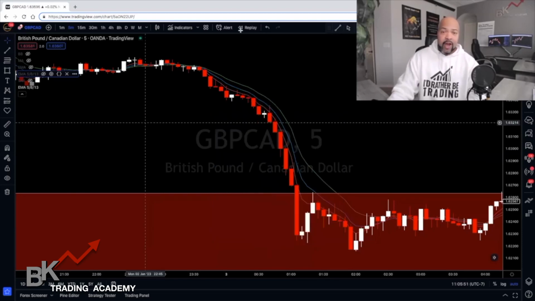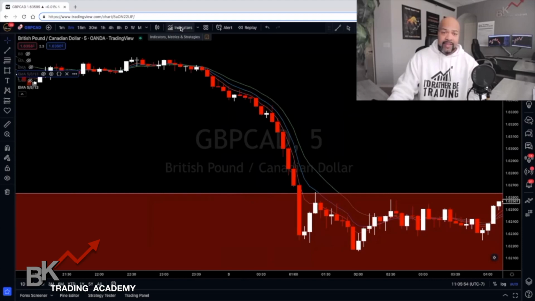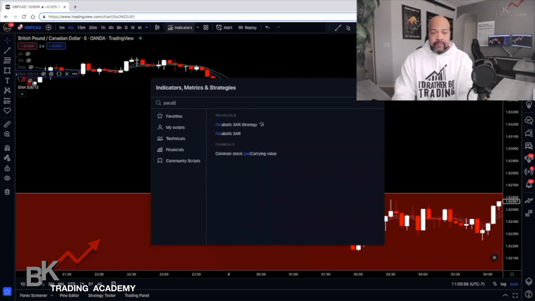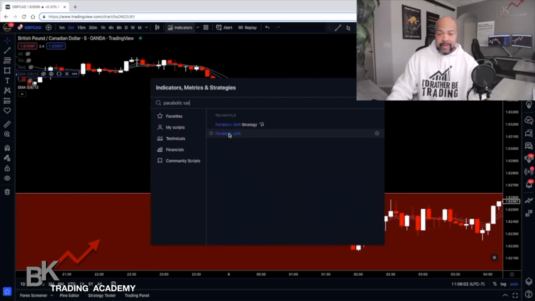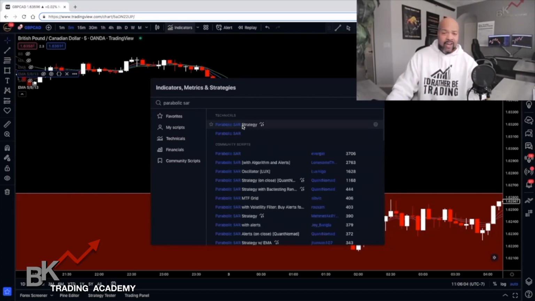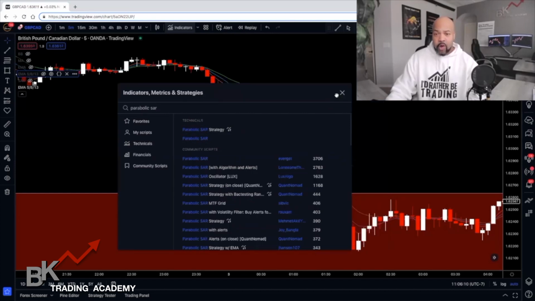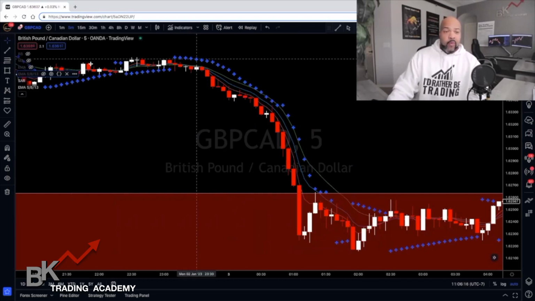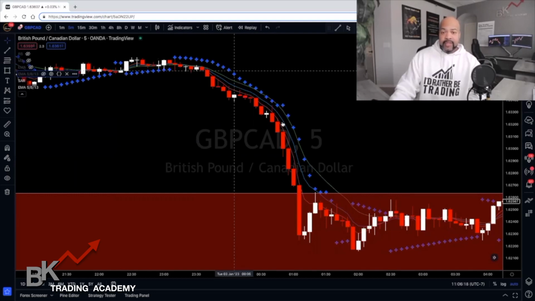Now for the Parabolic SAR, all you have to do is go to indicators again at the top. And then you're just going to type in Parabolic SAR. And then you will click right here. There's a strategy where it kind of lays it out a little bit different, but there is the Parabolic SAR right here. Once you click it, it will show on your screen. And I'm going to lift it right here so that it's visible. And then once you click it, you'll see it laid out right here.